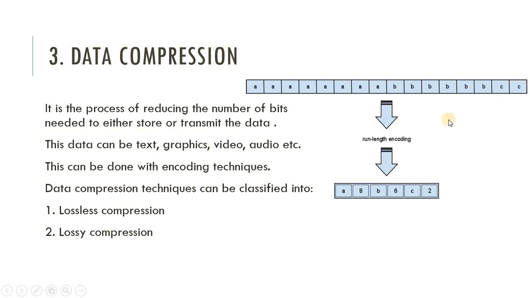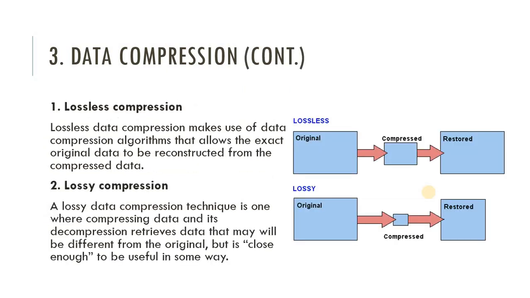Suppose this is a database. We are compressing the database such that A occurs 8 times, so we write A one time and then write a count that A repeats 8 times, B repeats 6 times, and C repeats 2 times. This is how we can compress our database so that we can reduce our data size. That is also a data reduction technique.